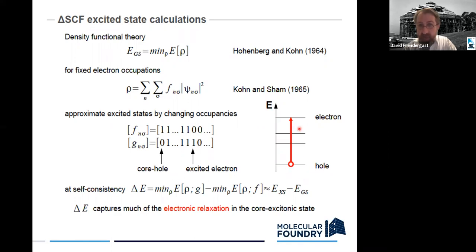So this is schematically what's represented in the band structure on the right here. We place a hole in one orbital and put the electron into an available orbital. At self-consistency, if you do this in the normal DFT self-consistent cycle, so you update the orbitals such that the orbitals stop changing as the electron density converges, then you can reach a situation where the difference in energy between the excited state configuration and the ground state configuration is a pretty accurate representation of the overall total energy difference between the ground state and the core excited state. And also that electron density captures a lot of the electronic relaxation that would occur in the core excitonic state.